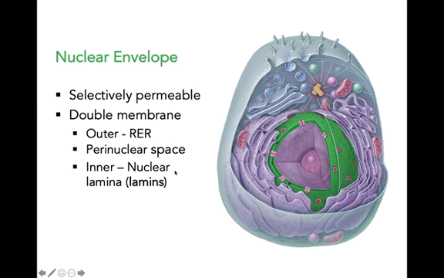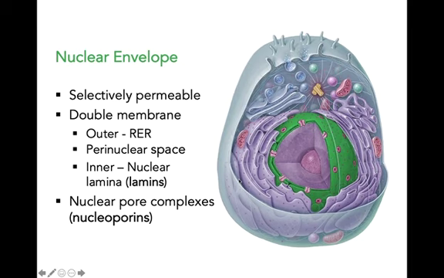And the inner membrane of your nuclear envelope, the one on the inside, is closely associated with your nuclear lamina, which is like a net, composed of proteins named lamins. And we also have nuclear pore complexes. The main proteins there are called nucleoporins. These nuclear pore complexes traverse through the nuclear envelope.